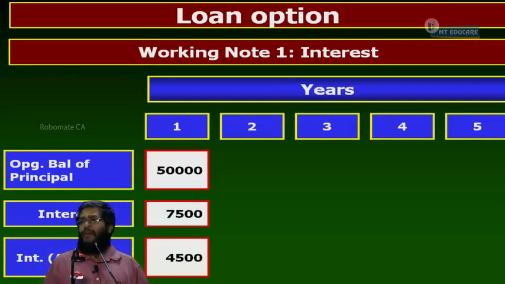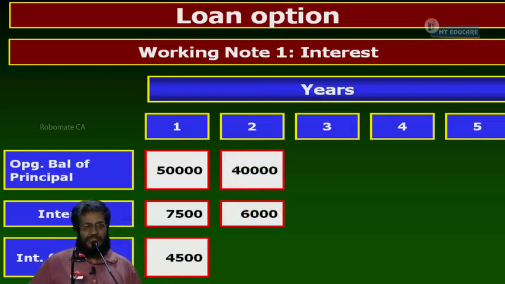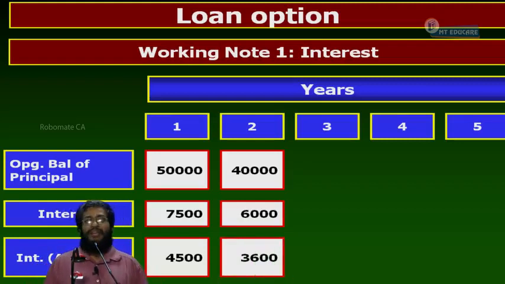Year 2, the principal has reduced. The principal becomes how much? 40,000. I pay 10,000 every year, right or not? So the principal outstanding becomes 40,000. 15% interest on that gives you how much? 6,000. On 60%, how much do I pay? 3,600. Interest after tax is 3,600.